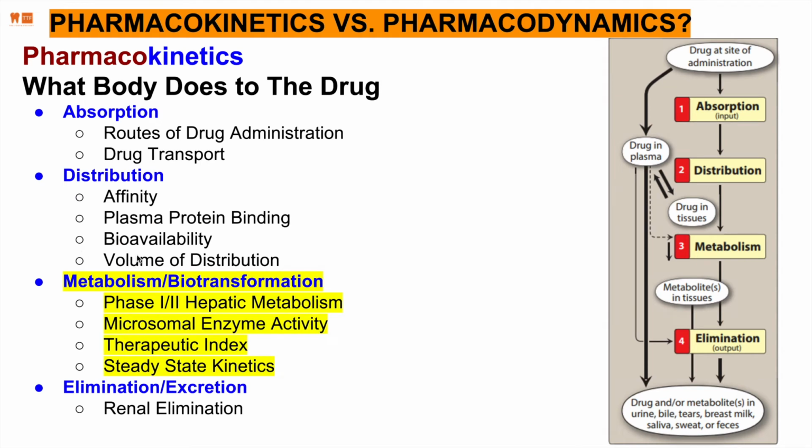And now let's move on to metabolism and biotransformation. We're going to talk about phase 1, phase 2, hepatic metabolism, liver. Basically, this is the concentration on the liver. The whole focus is on the liver. Microsomal enzymes, also in the liver. Therapeutic index and steady-state kinetics, which are very important concepts of a drug going through the body. And then elimination and excretion, which is renal. Well, that's our next topic.